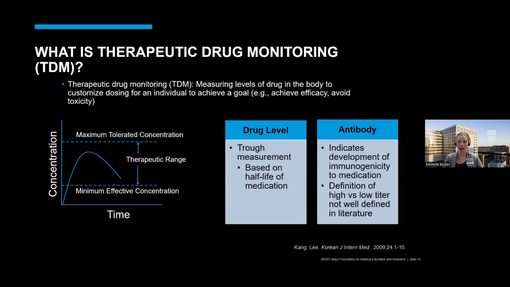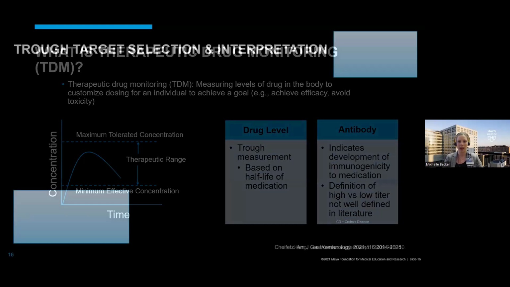Antibodies can be considered high or low, but right now data are really lacking to understand true cutoffs for clinical application in inflammatory bowel disease. All right, so that's general therapeutic drug monitoring. So of course, when we get a laboratory result, we will get a number back for that drug level. How do we figure out what trough target to select?